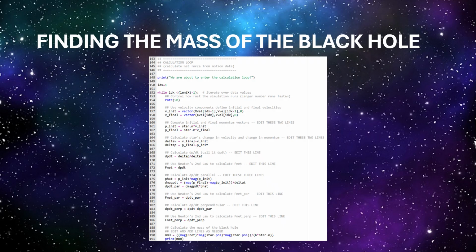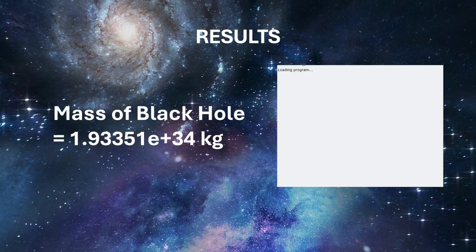This is my GlowScript code that I used to find the mass of the black hole. I dictated what initial velocity, initial momentum, and final momentum were, then used those to calculate the net force on the star, and then the parallel and perpendicular net forces. So these are my results, and I got that the mass of the black hole was 1.93351 times 10 to the 34th kilograms.